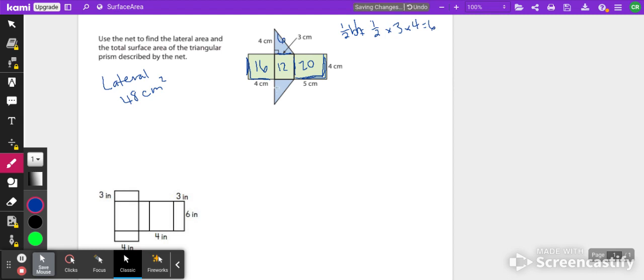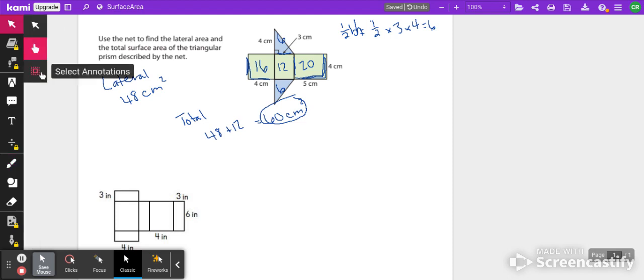This one is the same thing. So 6. So my bases are going to be a total of 12. So to find the total surface area, it would be 48 plus 12, which is 60 centimeters squared. And that's how you find the surface area of that triangular prism.